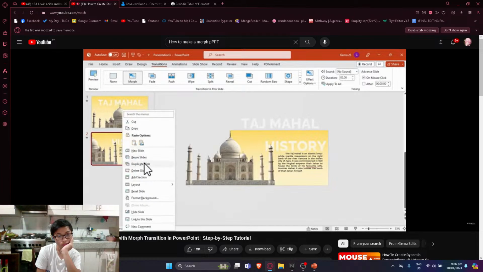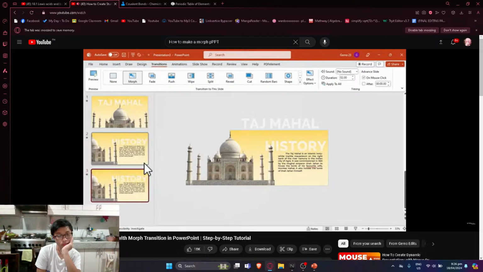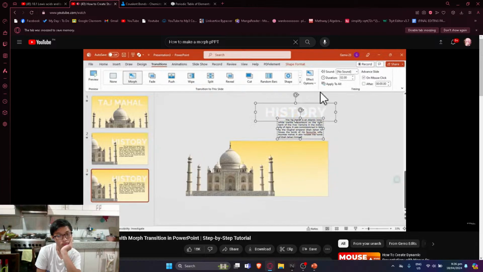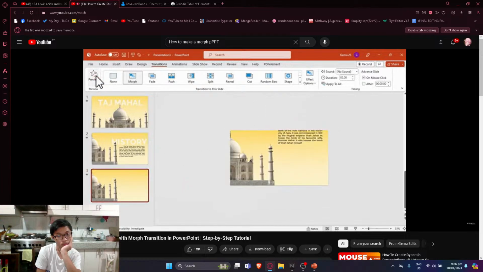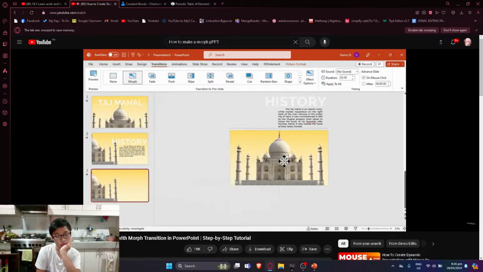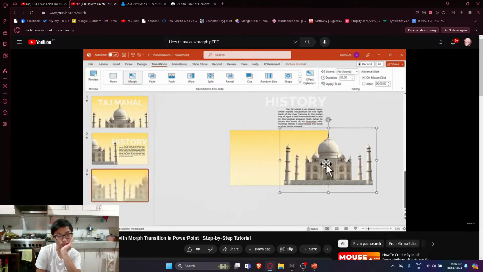So let's proceed with the tutorial by duplicating the second slide and then adjust the placement of the elements to achieve a morph or blending effect. Specifically, we will move the text, the history part, upwards so that its direction matches the transition from the second to the third slide. And then as you can see, here's the preview for that. And then we will move this picture from the left part of the slide to the right so that the movement will be from the left to the right.